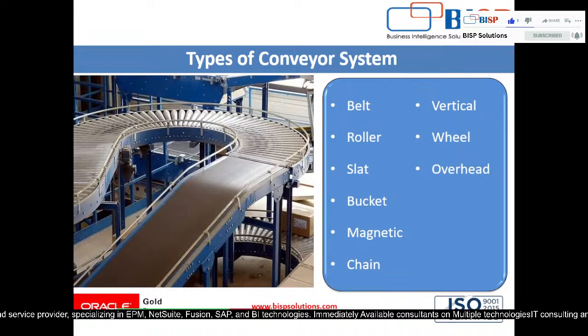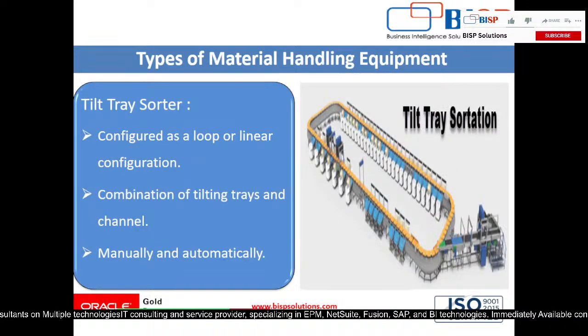So this is a conveyor system where we can move an object from one location to another in a defined area, and if the object is too heavy and too bulky, we can use this slat conveyor system so that we can perform these material handling tasks in our WMS system, right? And we have the tilt tray sorter.